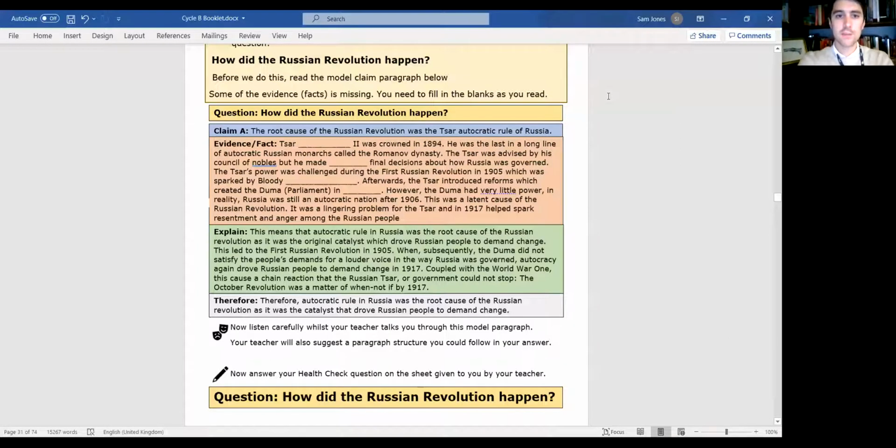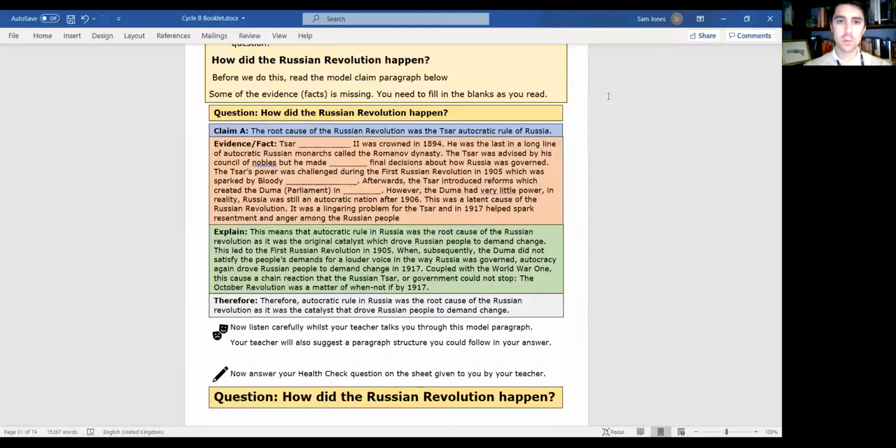Okay, I'm going to give the answers. The evidence should read, Tsar Nicholas II was crowned in 1894. The Tsar was advised by his Council of Nobles, but he made all final decisions about how Russia was governed.